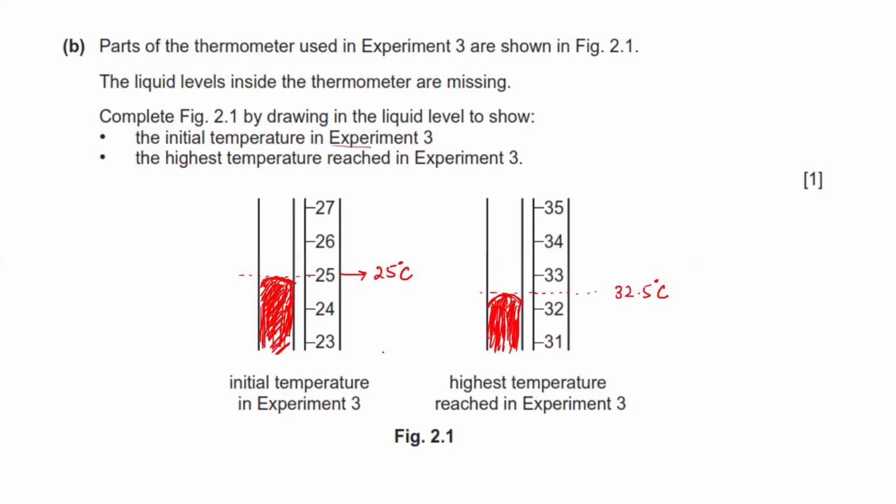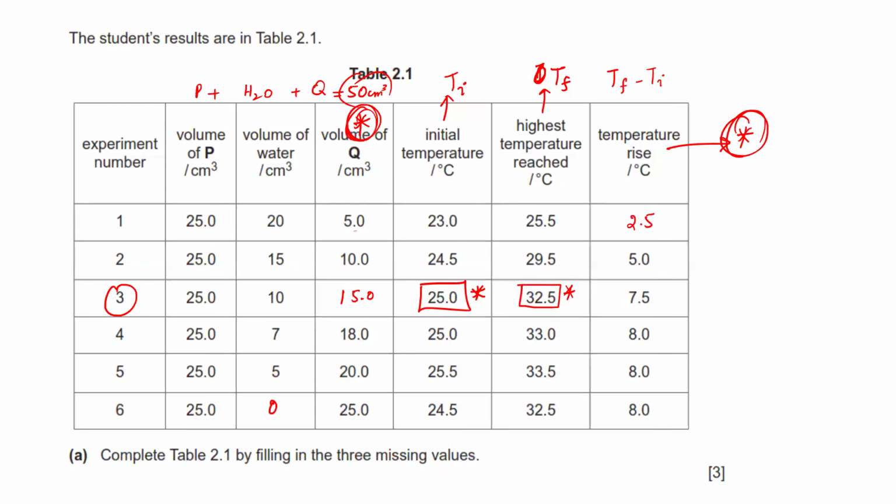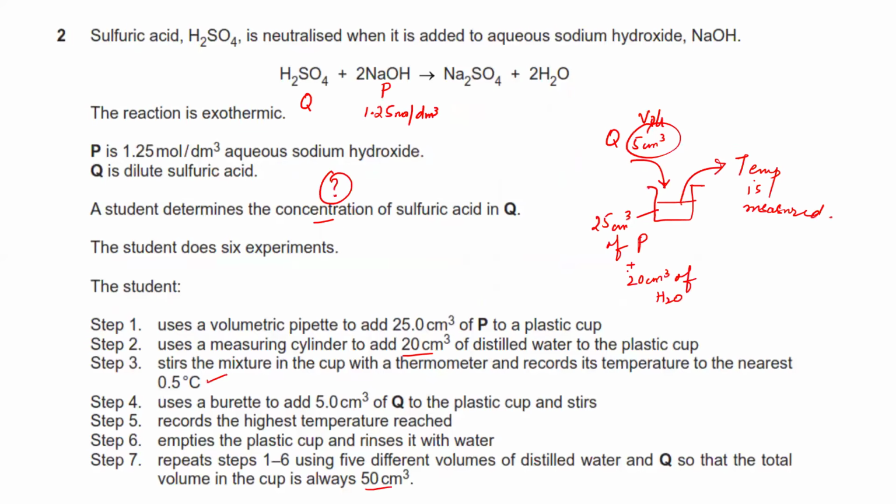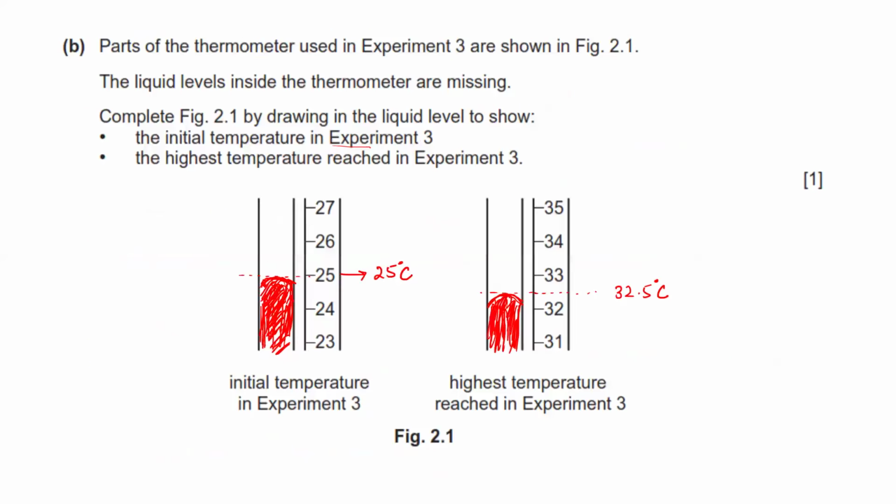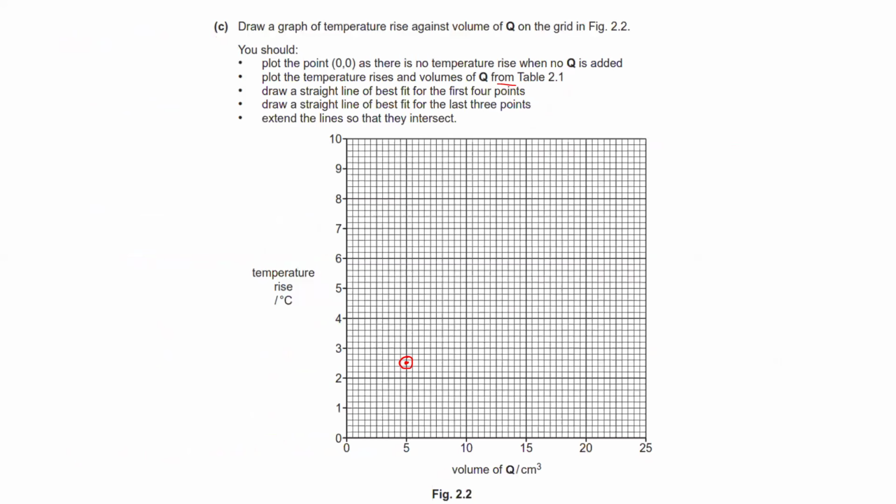Then our next volume is 10. For volume 10, the temperature rise is 5. Then we have 15 and the temperature rise is 7.5. So 15 and 7.5, somewhere here.